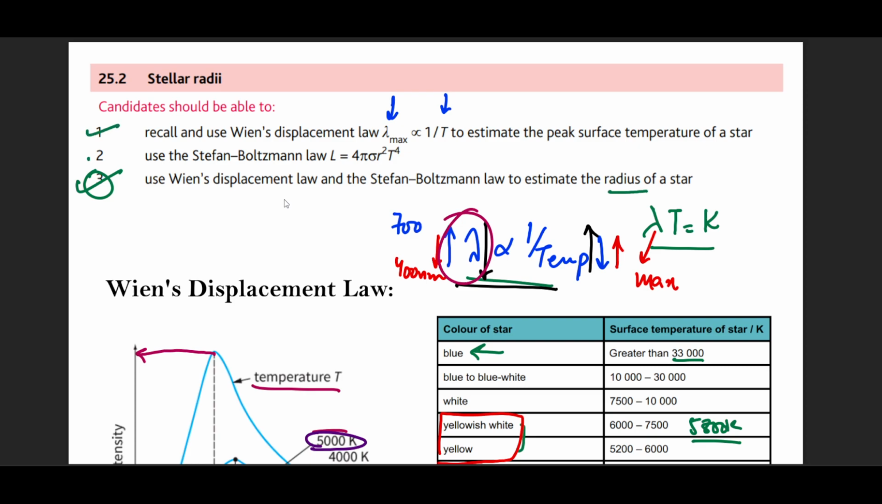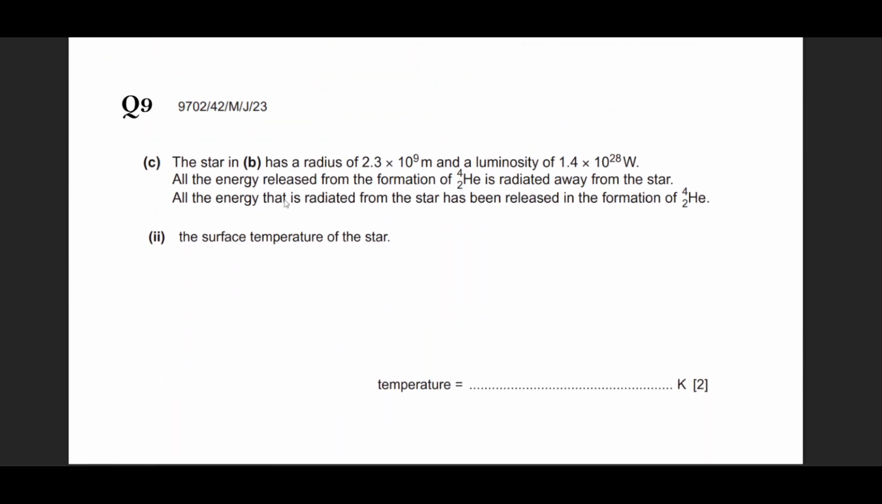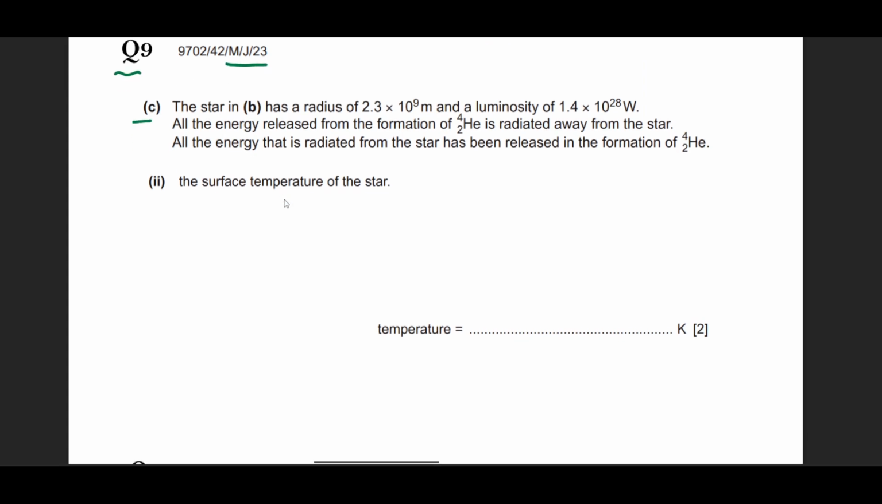So ideally, we have completed the whole topic as it is, but let's go to the questions asked by the examiner in the past papers. This question is question number 9, part C, May 2023, paper 4.2. He tells you that this is the radius, this is the luminosity. He wants you to find out the surface temperature of this star. So pause the video, try this on your own, see if you can do this.